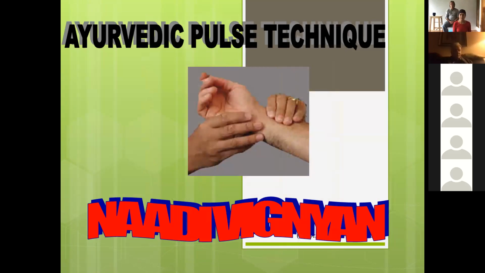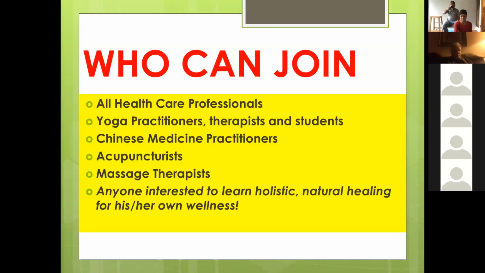Ayurvedic pulse technique. As you know, we have to see the pulse, which is called the radial pulse, the radial artery pulse. We have veins and arteries, and we always look into the radial pulse. So who can join this program? Who can learn this program?